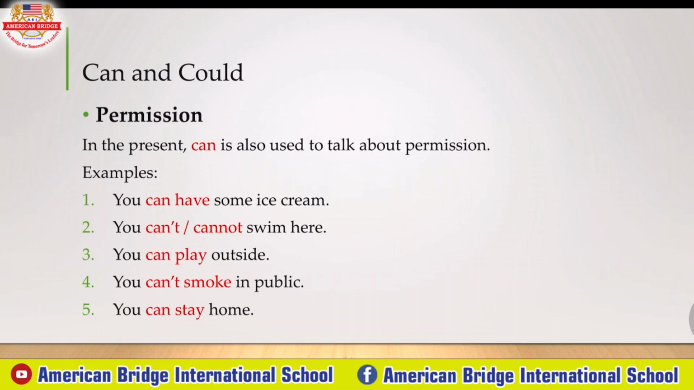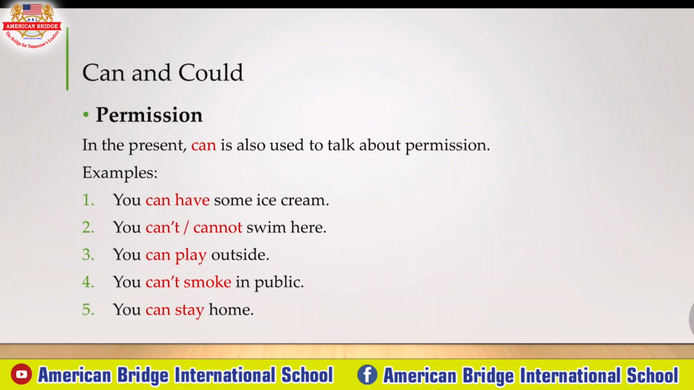But permission is not related to ability. As you can see in the first example, you can have some ice cream. Perhaps in that situation, the children ask for ice cream and then the parents reply, oh son or kid, you can have some ice cream. And number 2, you can't or you cannot swim here. So it is about permission as well, because that river or that pool does not allow swimming. Okay? And next is you can play outside. Just imagine you finish studying and you can play outside with your friends. It means your teachers or perhaps your parents allow you to play outside.